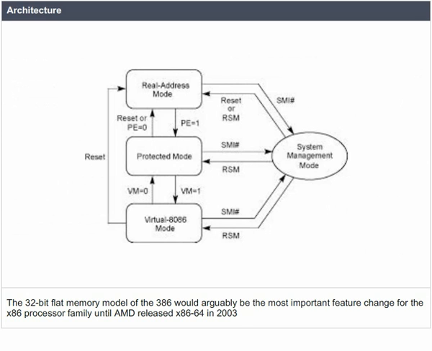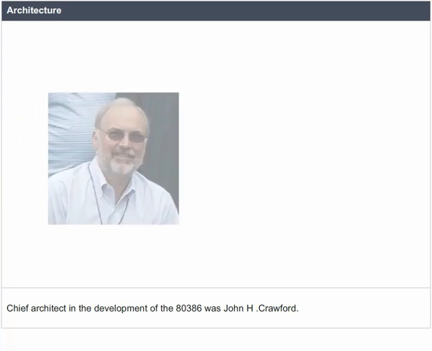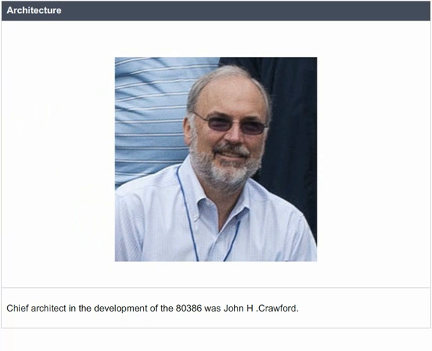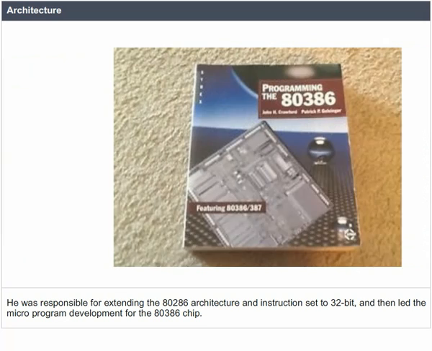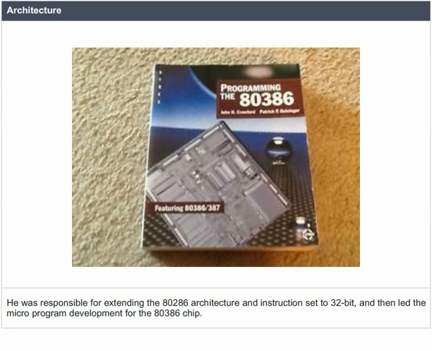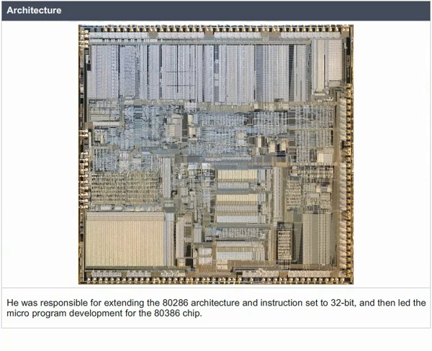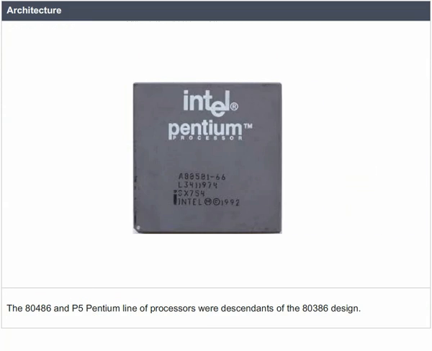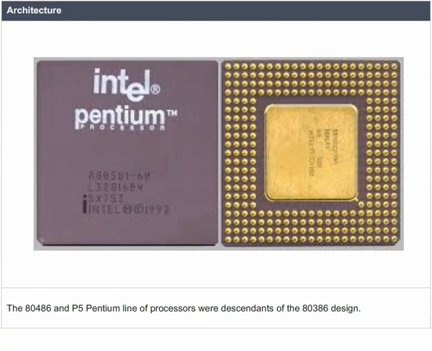x86-64 in 2003. Chief architect in the development of the 80386 was John H. Crawford. He was responsible for extending the 80286 architecture and instruction set to 32-bit and then led the microprogram development for the 80386 chip. The 80486 and P5 Pentium line of processors were descendants of the 80386 design.